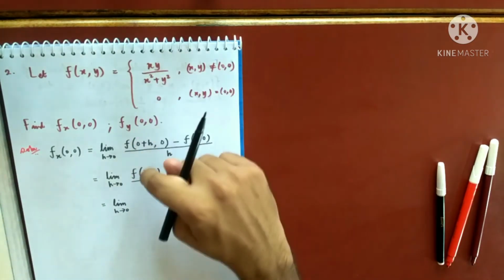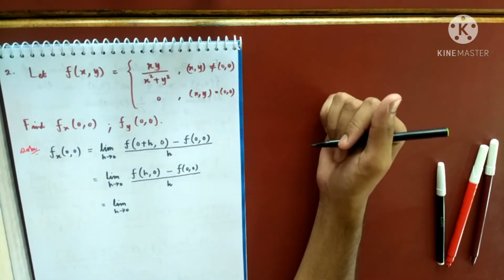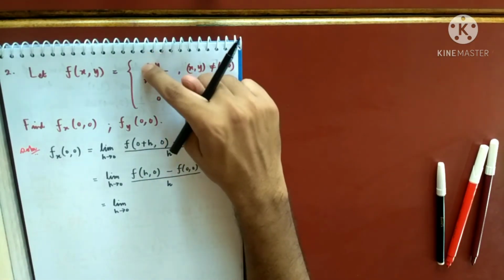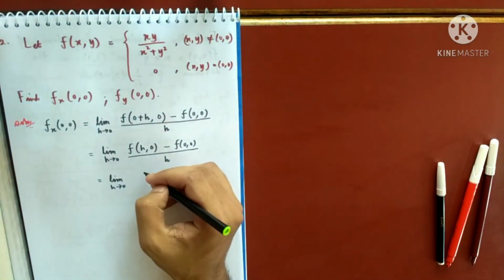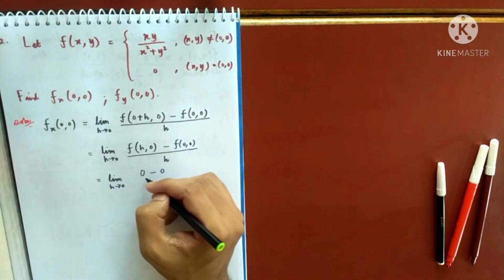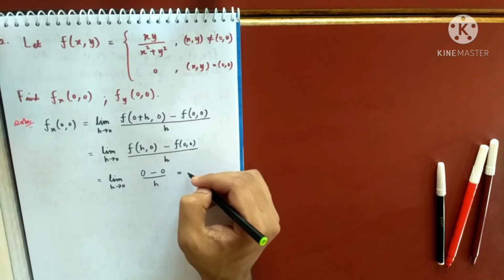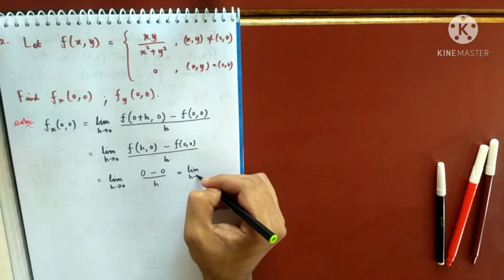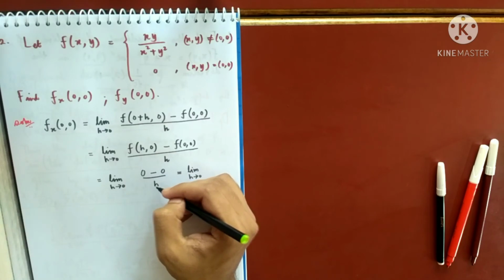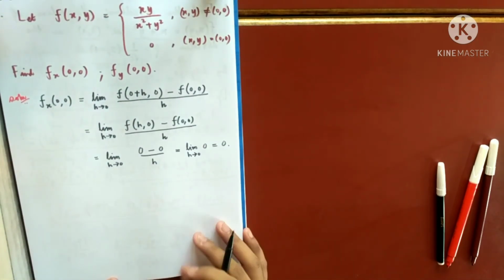Putting x equals h and y equals 0, what will I get? I'll simply get 0, because when I put x equals h but y equals 0, the numerator becomes 0. So eventually this is 0 by h, and the limit is simply 0, because it is limit h tends to 0. The numerator is 0, so 0 by any non-zero number is 0, and I am getting the limit to be 0. Understood?